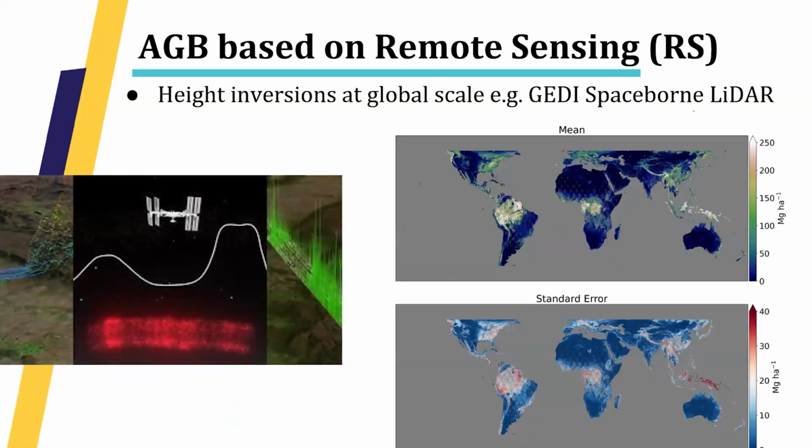And then another methodology. This one is the GEDI biomass map, from, of course, GEDI spaceborne LiDAR. So the biomass was derived from height. Height was first derived from the point clouds.